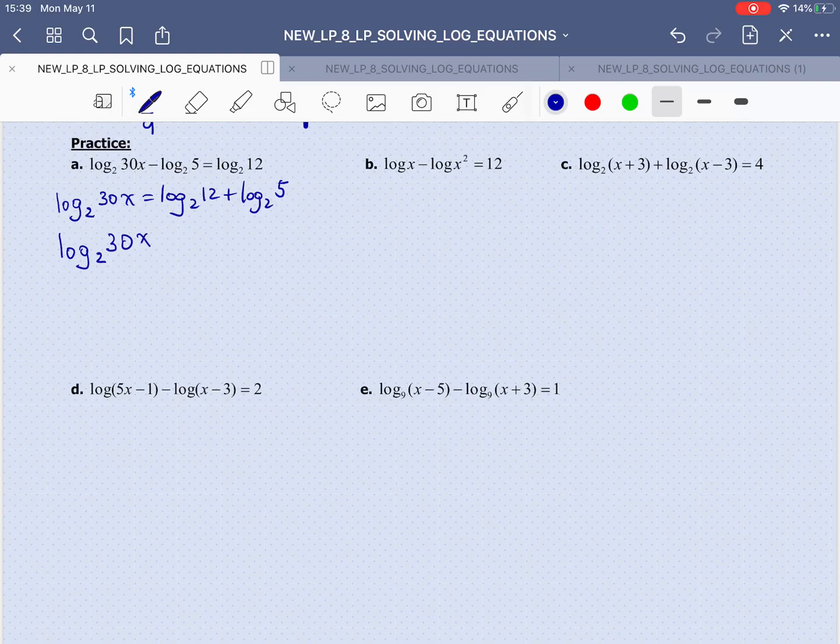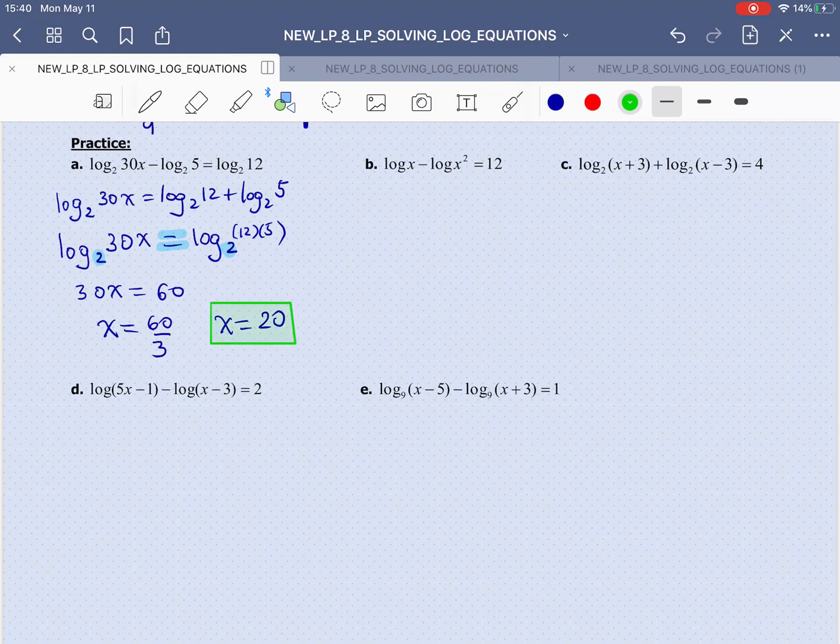I'll simplify. You know how it is. Just like in any equation, we move terms around or simplify, move again, simplify, right? So log with base 2 of 12 times 5, which is 60. So again, as we've mentioned, we have same bases, equal logs. So we're going to say that 30x must equal 60. That will make x equal to 60 divided by 30, or x equals 2.